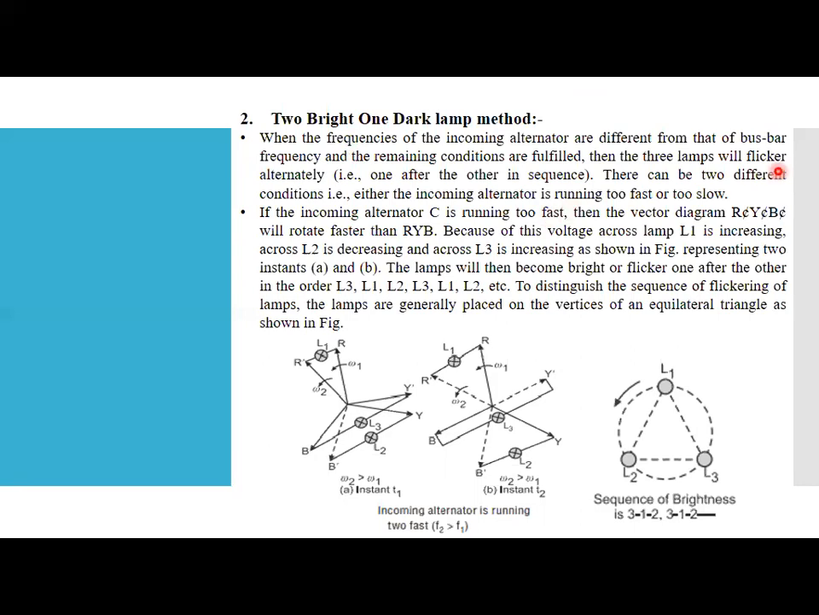Then the three lamps start flickering. When the frequency is not the same, the flickering will start. And the speed of the flickering depends on the difference of the frequency. Speed of the flickering, how fast the flicker happens, depends on what? It will depend on the difference between the frequency of the bus bar and the frequency of the alternator.